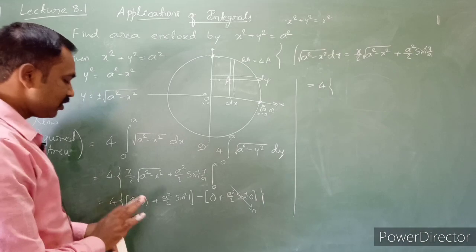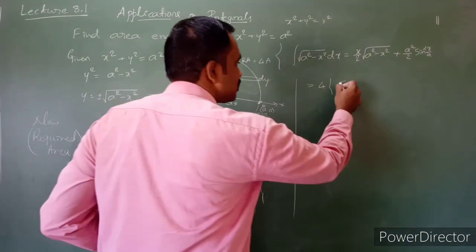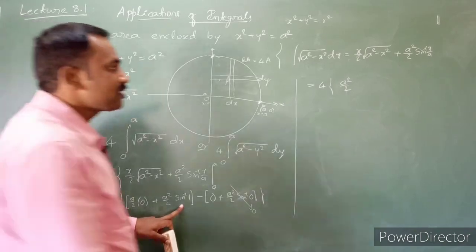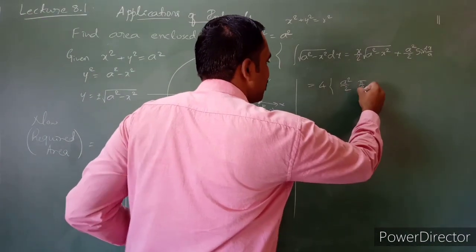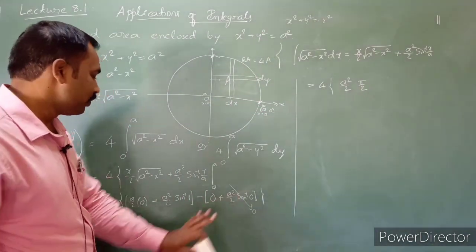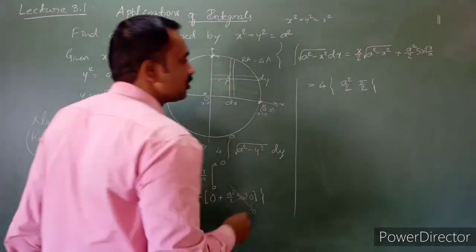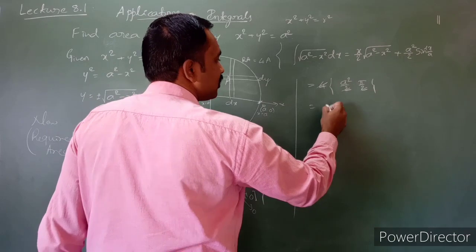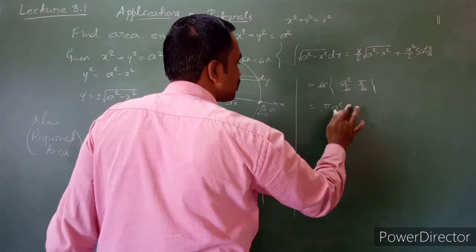Now a by 2 into 0 is 0, plus a square by 2 is left. A square by 2, sin inverse of 1 is nothing but pi by 2, 90 minus this whole term is 0. Log okay, complete. So what will we get? 2 2s are 4, 4 gets cancelled. So pi a square.